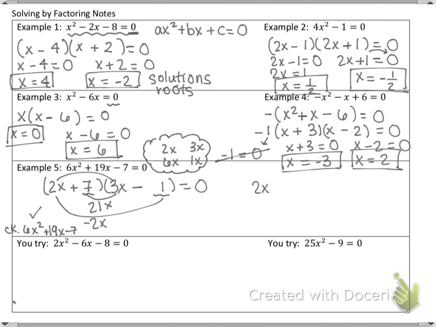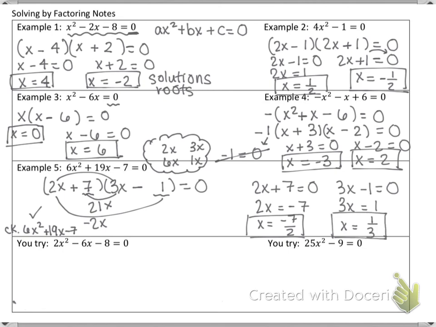Now I'm going to take each factor and set it equal to 0 and solve. So on the first one, I bring the 7 to the other side. And again, this step I'm doing now is optional. And divide by 2. So you can skip that second to last step and go straight to the answer. Let's bring the 1 to the other side, and we get x is equal to 1/3.